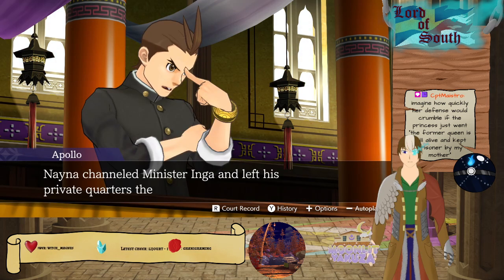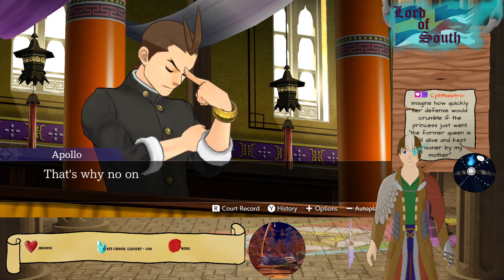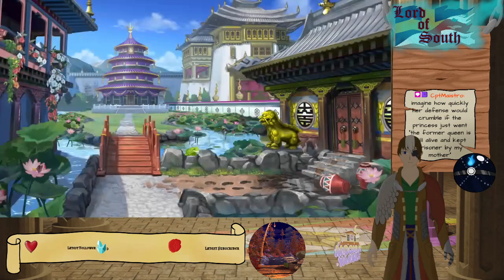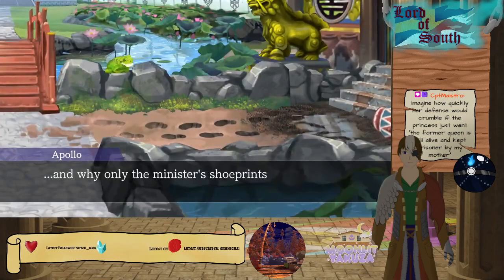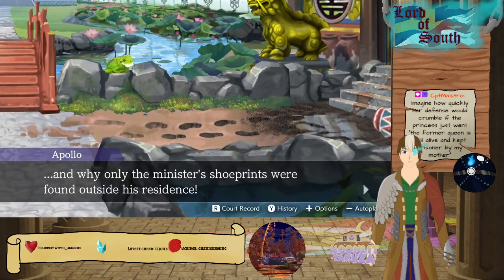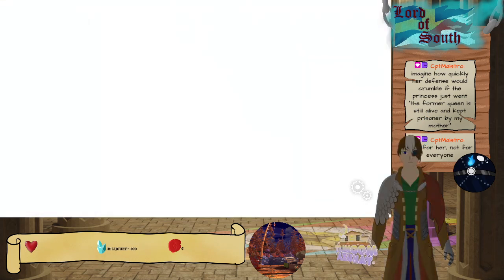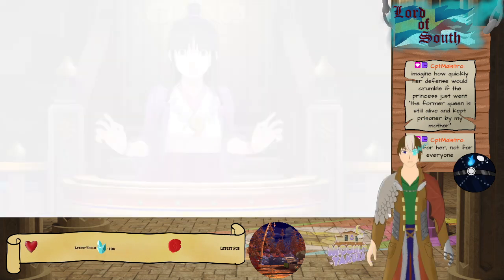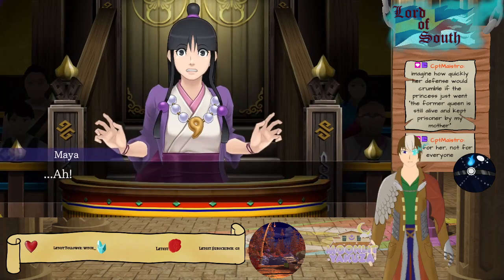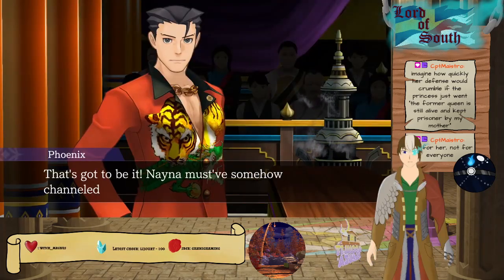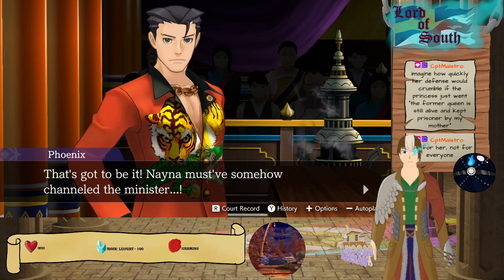Nina channeled Mr. Inga and left his private quarters thereafter. That's why no one has seen her since, and why only the minister's shoe prints were found outside his residence. Yeah, there was only Inga's outside and Nina's inside. Best for her, not ever for everyone. Yeah, exactly, but she basically says for everyone. That's gonna be it. Nina must have somehow channeled the minister.